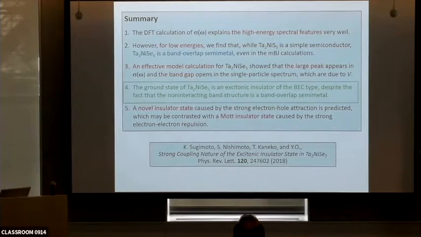And the ground state of tantalum nickel selenium-5 is an excitonic insulator of the BEC type, despite the fact that the non-interactive band dispersion is a band overlap of about 10 meV. So this is different from the conventional understanding, I think. And also, the excitonic insulator state is thus caused by the strong electron-hole attraction, and I think this is predicted, which may be contrasted with the Mott insulator state caused by the electron repulsive interaction.